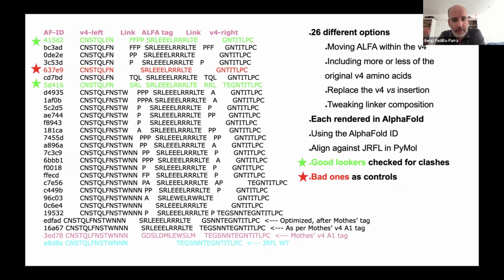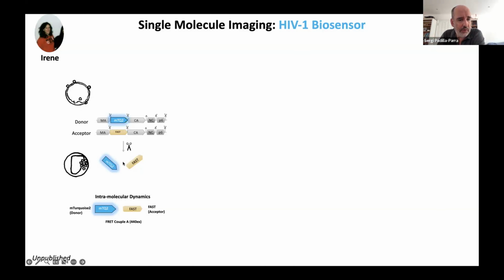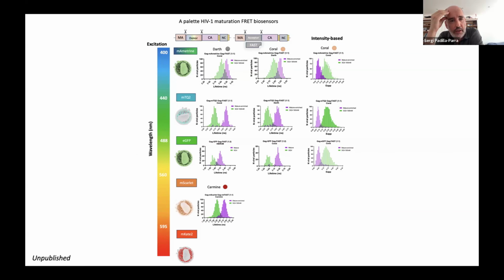The idea here is that if you have the Gag mesh of immature particles, there's going to be interaction by FRET between the donor, turquoise, and FAST in the presence of the fluorogen. And once the protease cleaves the whole process and the capsid starts forming, this FRET profile is going to be disrupted. The same idea can be done for many different colors, and we have actually shown that with lifetime imaging.